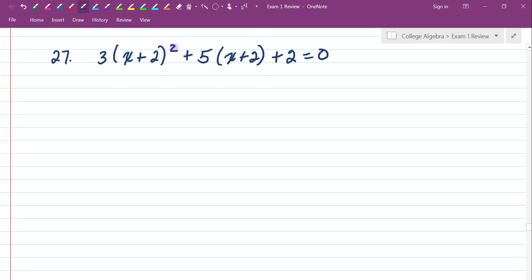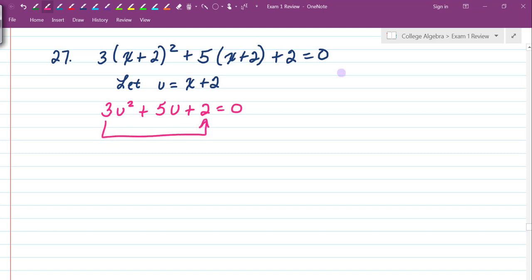So we're going to again do a substitution. Let u equal, what are we going to substitute? x plus 2 as our expression. So that means we're going to have 3u squared plus 5u plus 2 equals 0. Okay, and I'm going to go ahead and use the slide, multiply, and divide option here. So I have 2 times 3, which is 6. So I'm going to have u squared plus 5u plus 6 equals 0.